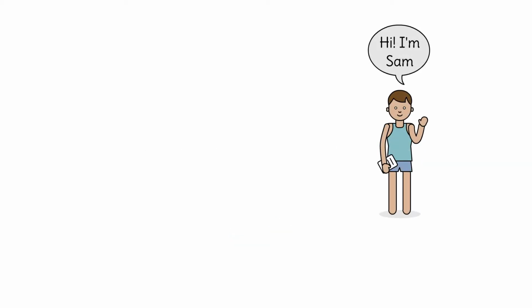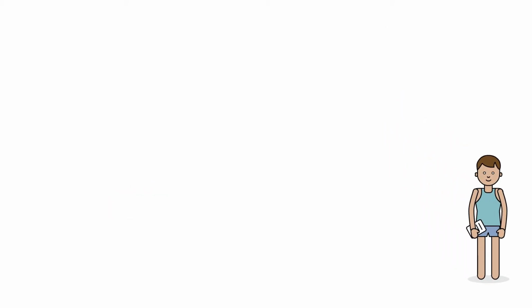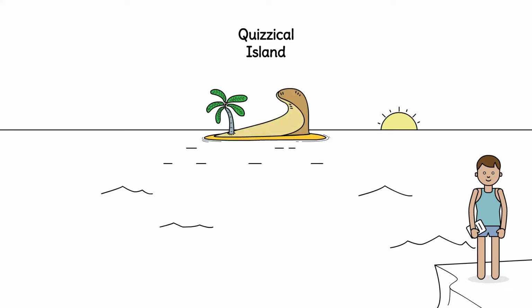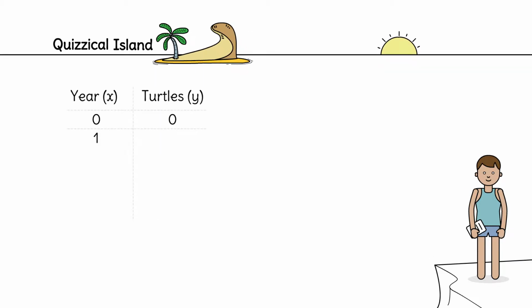Sam the scientist is tracking turtles that are colonizing the islands of the Florida Keys. Right now, he is studying a mysterious island called Quizzical Island. This year, let's call it Turtle Year 0. There are no turtles on the island. But he returns in 1 year and discovers exactly 1 turtle.